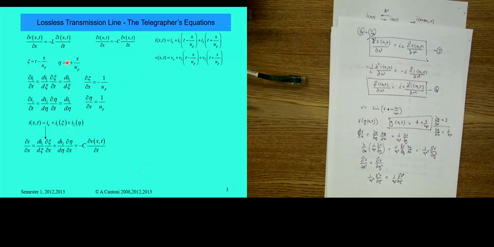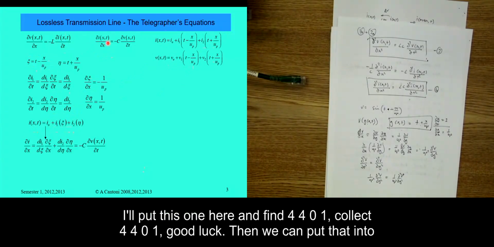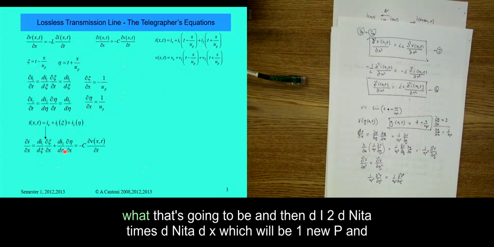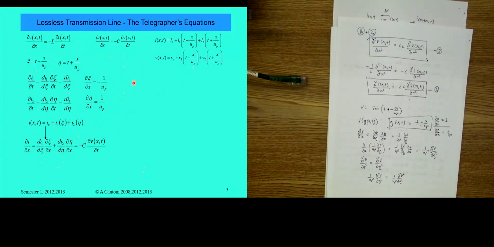Then we can put that into here, and we can see that it's equal to di1 d eta times this, minus 1 over UP, because that's what that's going to be, and then di2 d eta times d eta dx, which will be 1 over UP, and then that's going to equal this.